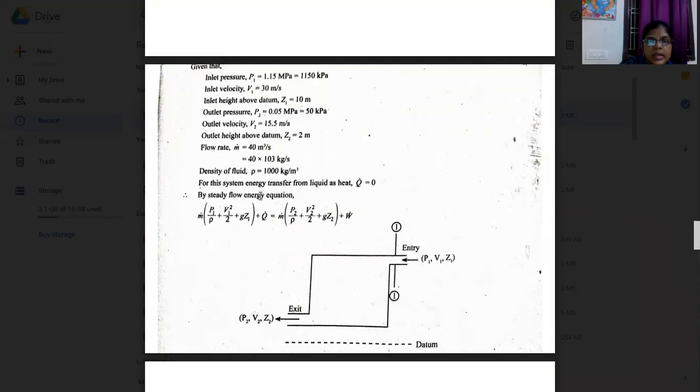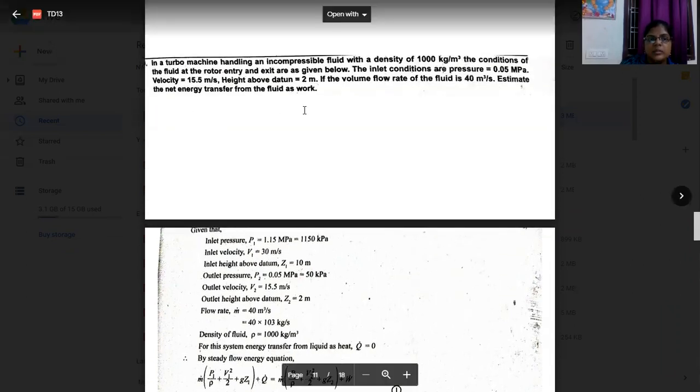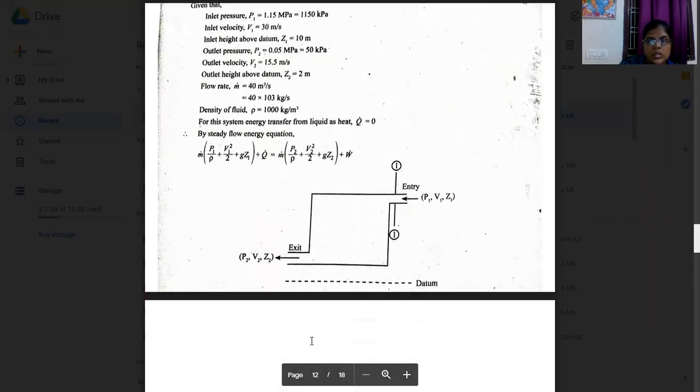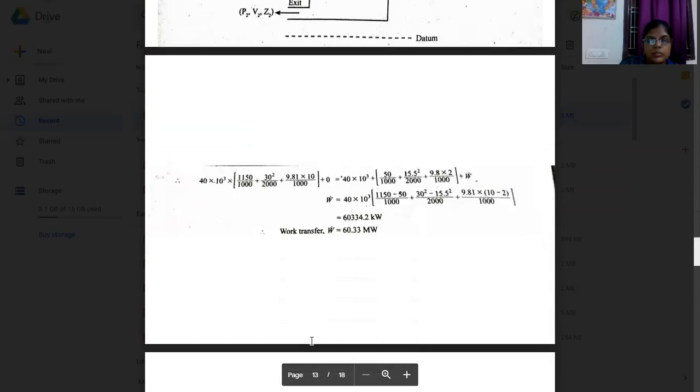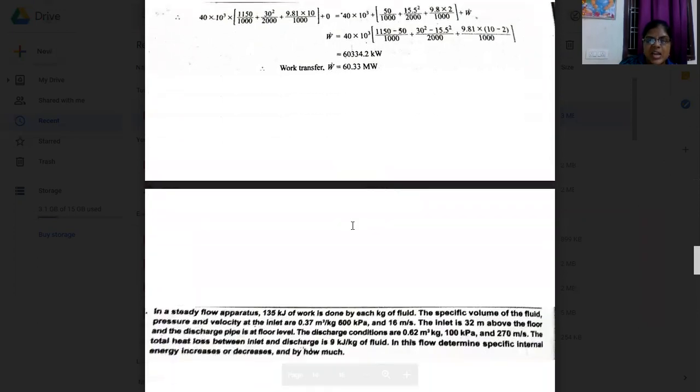Here Q is taken as 0. For this system, energy transfer from liquid as heat, there is no heat transfer. Q is equal to 0, and putting all the remaining values here, we get the work transfer. Some data is missing here, so by using this data we solve the problem. Next we go to another problem, and finally substituting all the values here, we find the value of work done W.